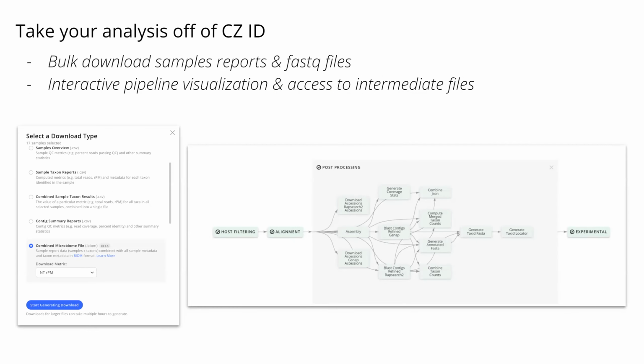And then everything is available to take off of CZID. So we have bulk download of sample reports and FASTQ files. The raw files are only available to those who've uploaded the data. So you can download the non-host human scrubbed FASTQ files and upload those to the sequence read archive.